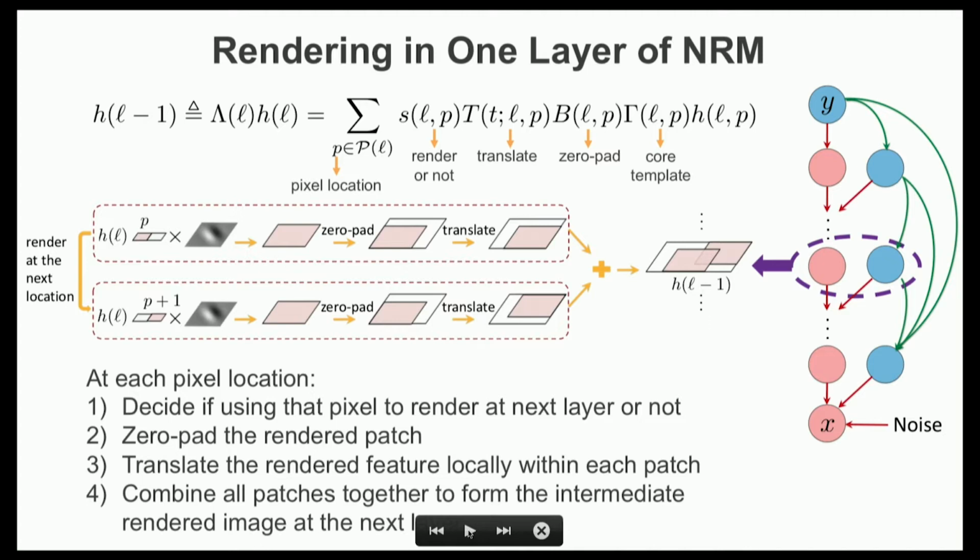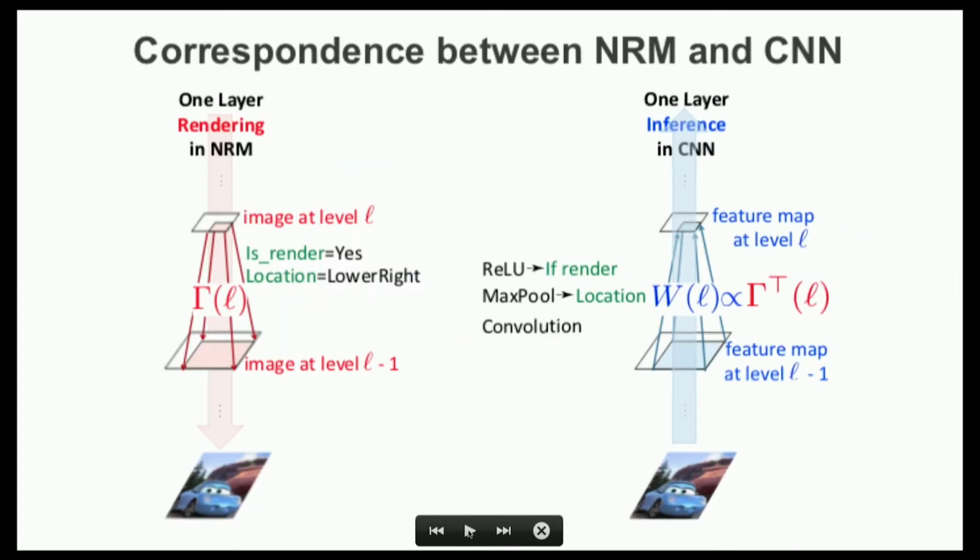So to some extent, one layer in our model is quite related to the sparse coding model, with more information about the location of the rendering, where we place the template.